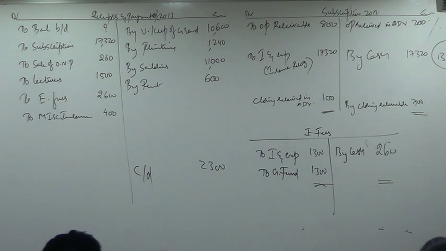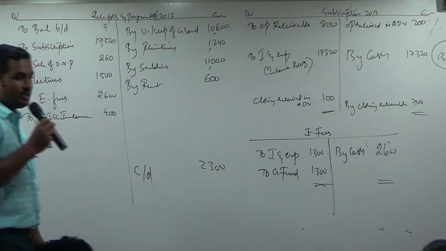Subscription 2012-13, that is closing receivable, 700, you have already shown it. Subscription in advance, 13-14, come to the liability side now. Subscription received in advance, 13-14, 100, that we have already shown. Prize fund, opening balance 25,000, add interest 1,000. So we have received some interest during the year.